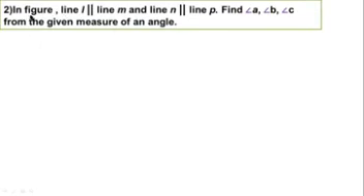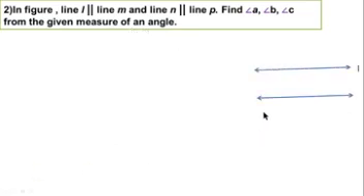Example number 2. In a figure, line L is parallel to line M and line N is parallel to line P. Find angle A, angle B and angle C from the given measure of the angle. See this figure. Line L is parallel to line M. This line N is also parallel to line P. The measure of this angle is given.